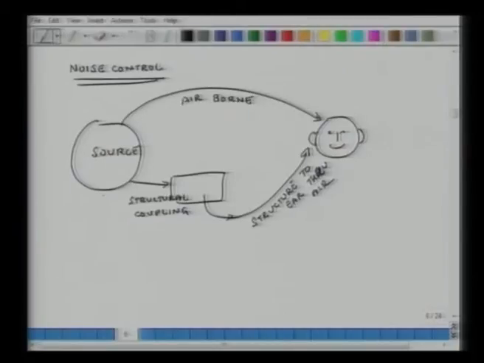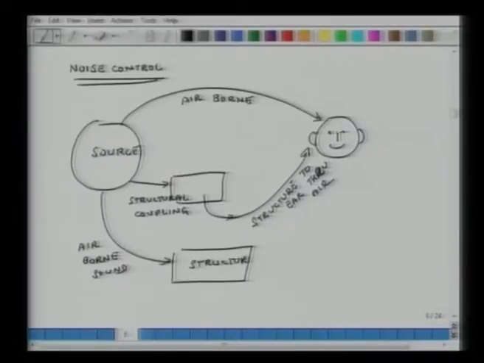And the third path is that I have airborne sound, which excites some other structural member. So here the coupling is what? Acoustic coupling. This is acoustic coupling. And then from here some particular modes and resonances get excited. So again sound reaches the person.